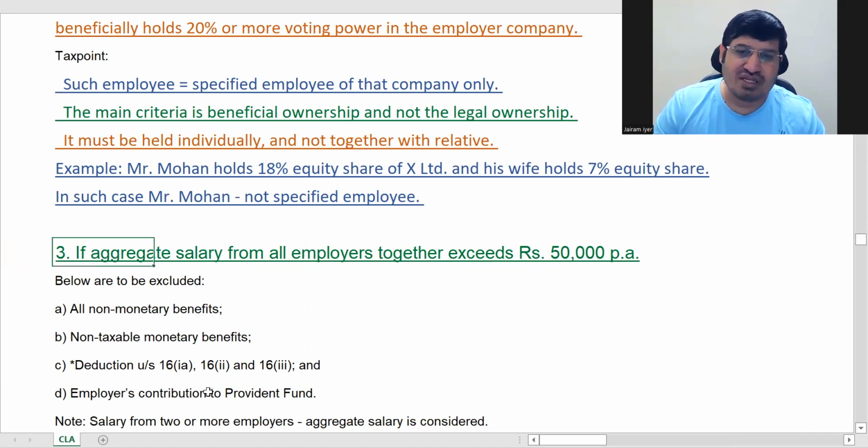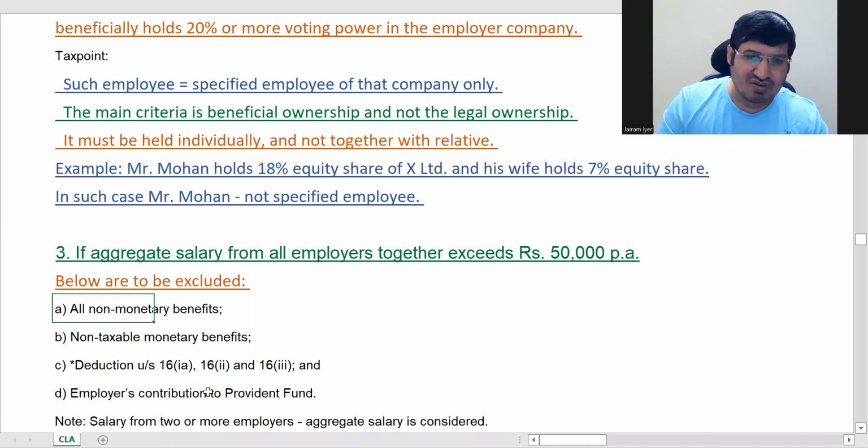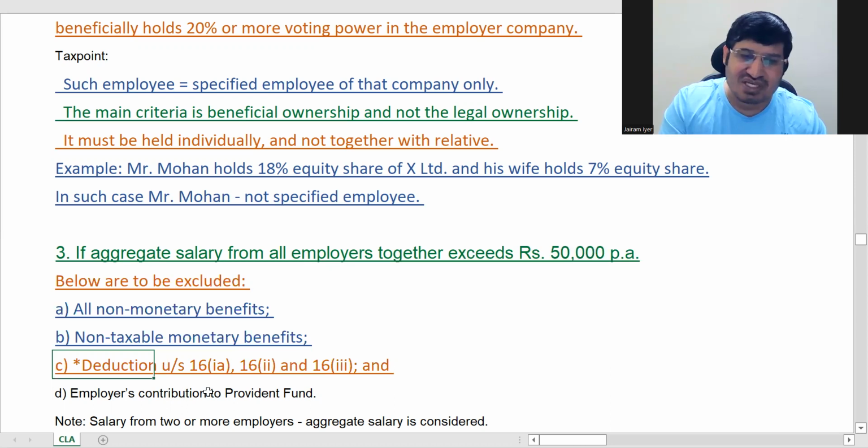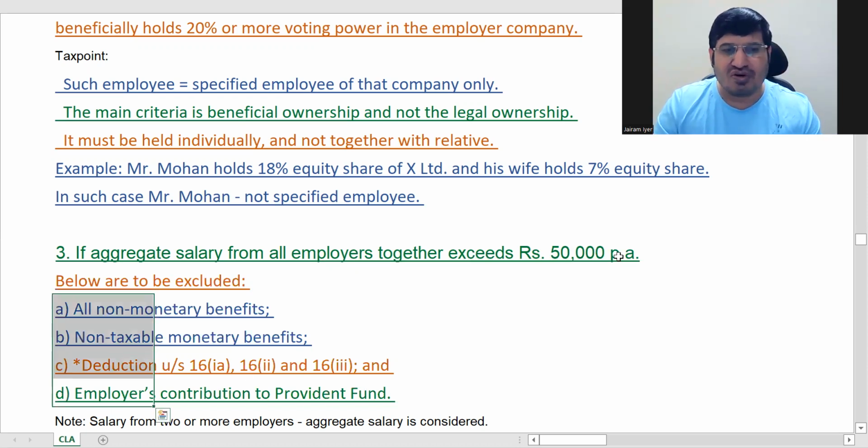Okay. Only up to 50,000 per annum. If your salary is up to 50,000 then you are not a specified employee. Now for determining the salary 50,000 you have to exclude certain things. So one is all non-monetary benefits. Any perquisite you are getting which is non-monetary, exclude that value. And there are monetary benefits which you are getting but it is exempt. It's an exempt benefit. So non-taxable monetary benefits excluded. Third is all deductions under salary. Three deductions are there we have seen. Exclude that also. And employer's contribution to provident fund. So these four things you have to exclude while finding out this figure.